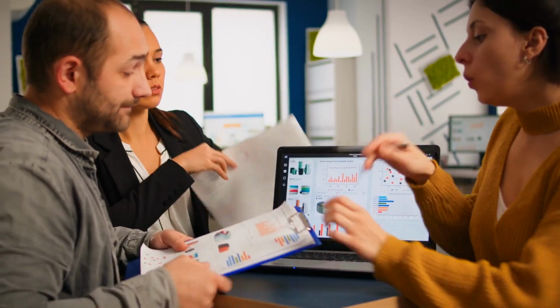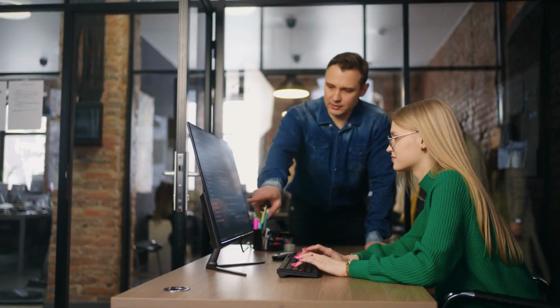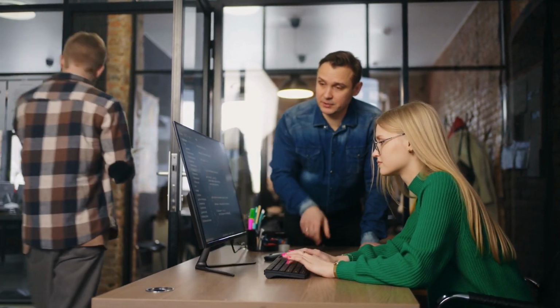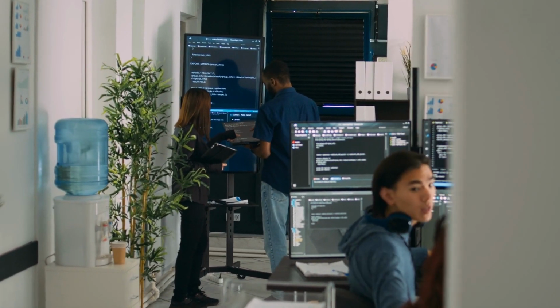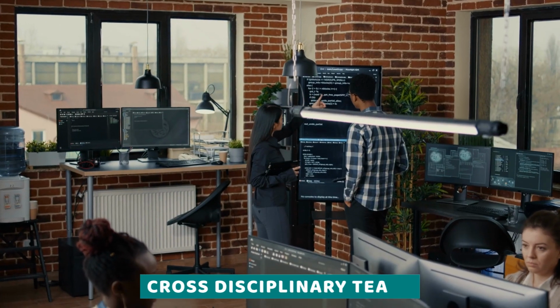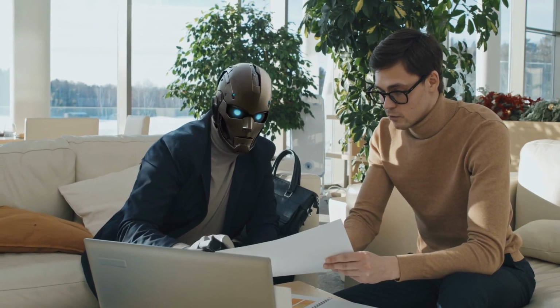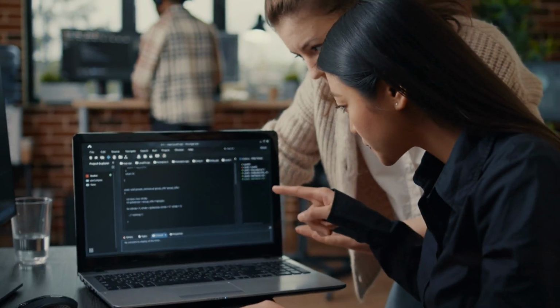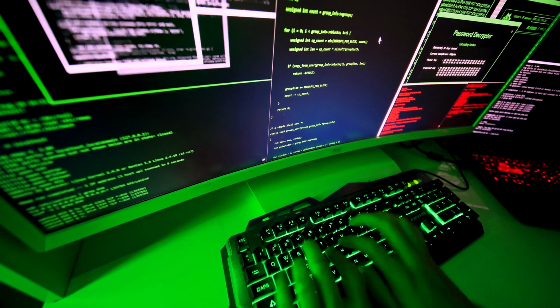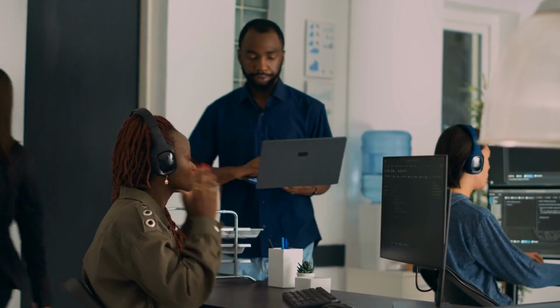In AI project management, this skill extends beyond traditional management to embracing agility, foresight, and adaptability. AI projects often involve uncharted territory, requiring a manager to navigate uncertainties, manage stakeholders' expectations, and lead cross-disciplinary teams. Effective AI project managers are those who can anticipate the challenges of integrating AI, ensure ethical considerations are addressed, and maintain a clear vision of the project's impact on the organization.